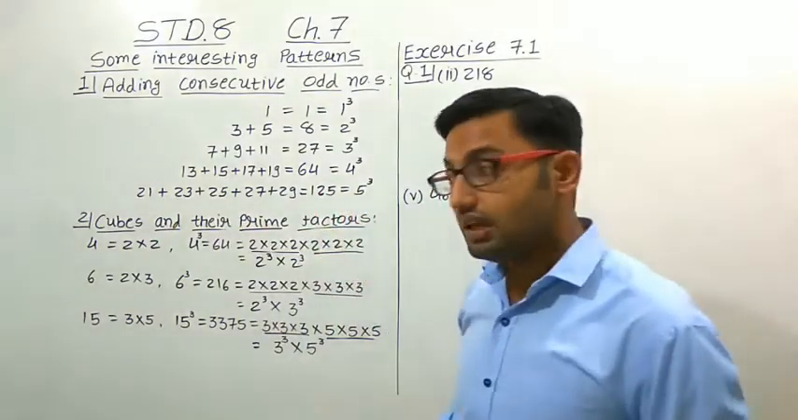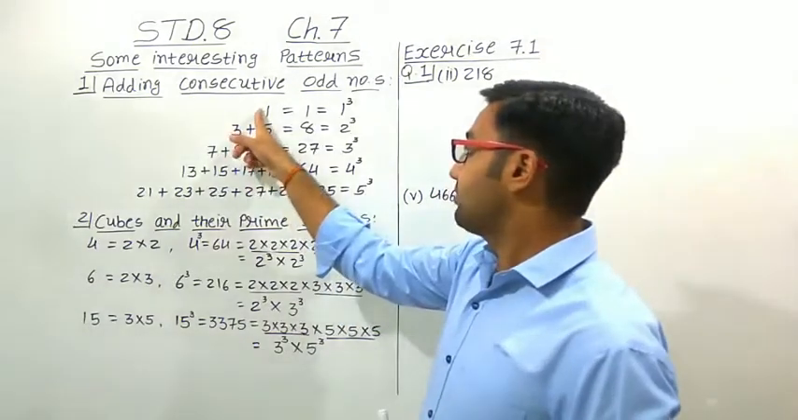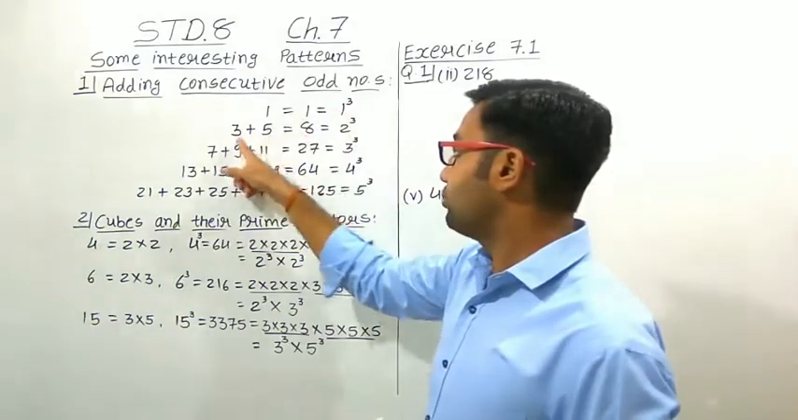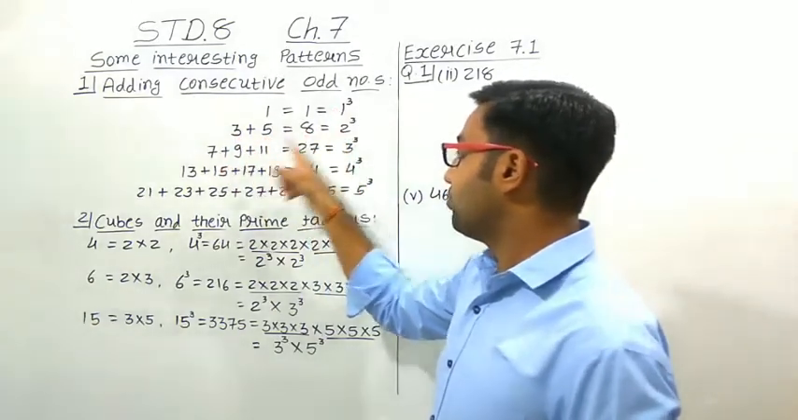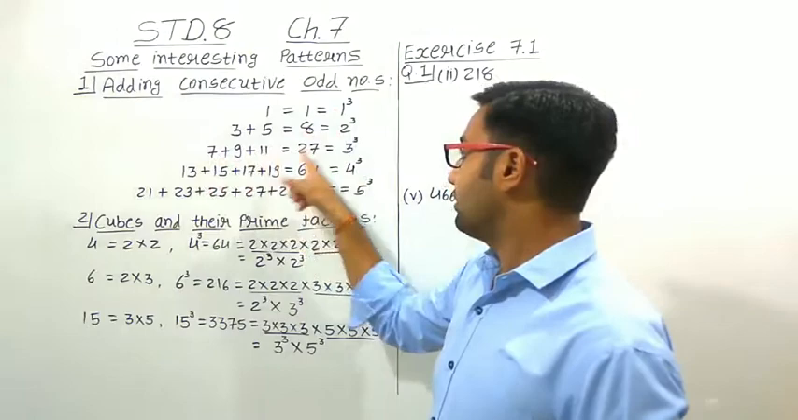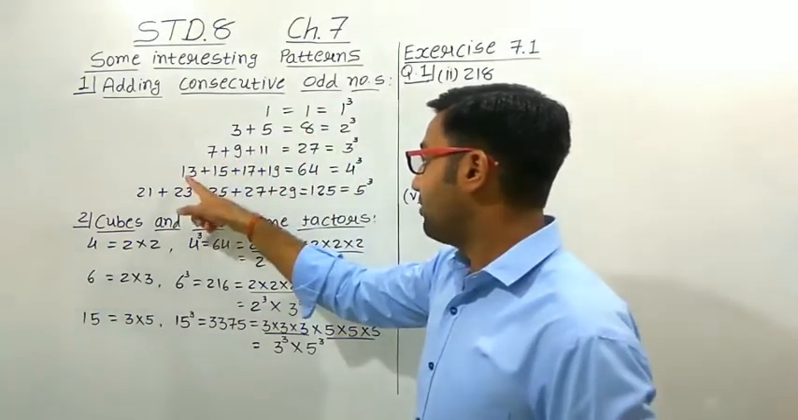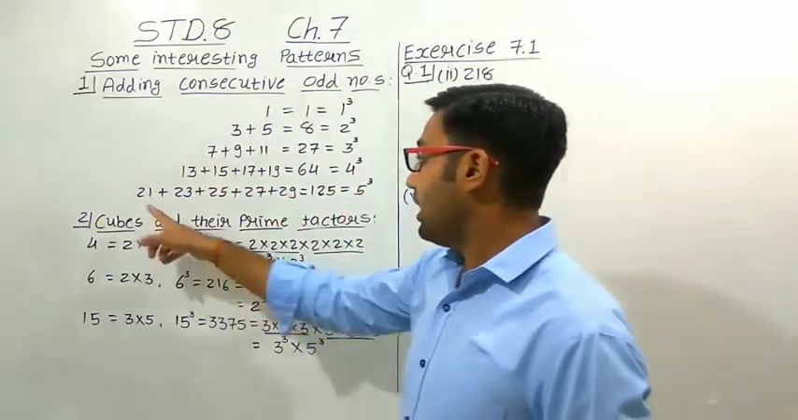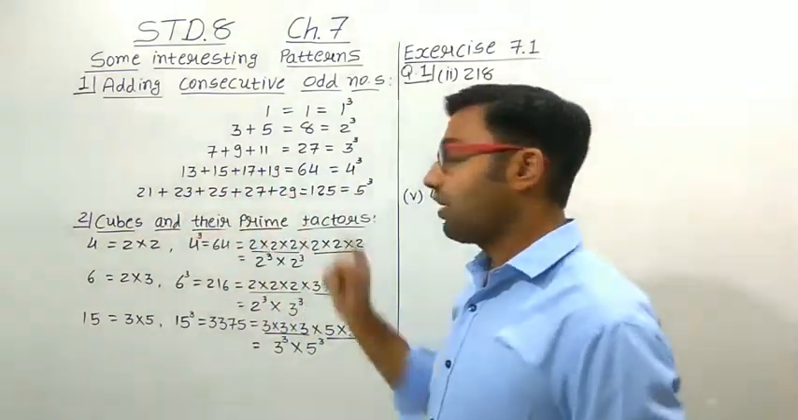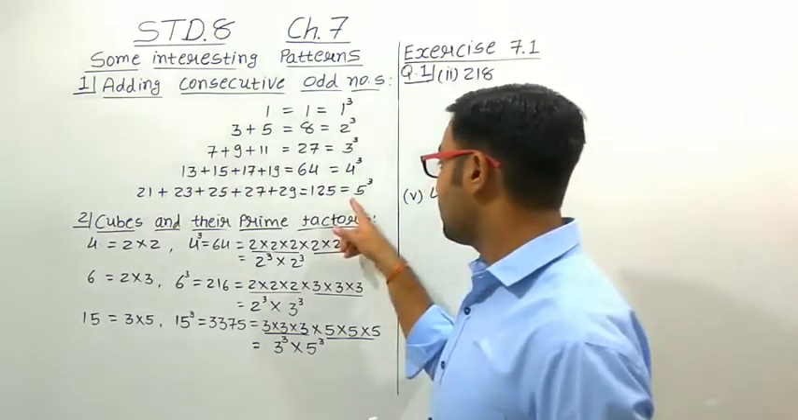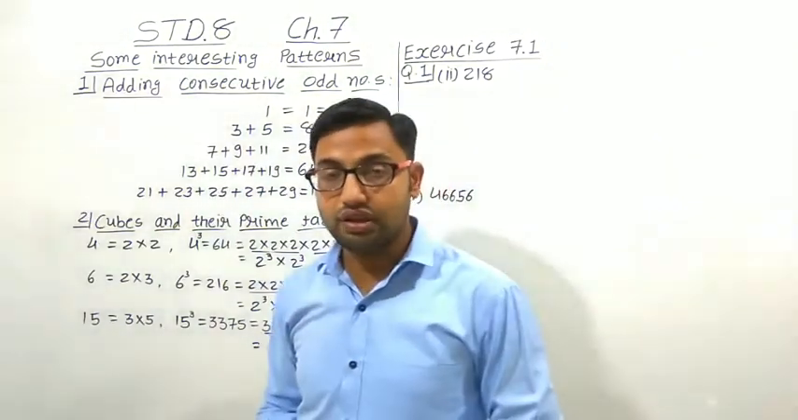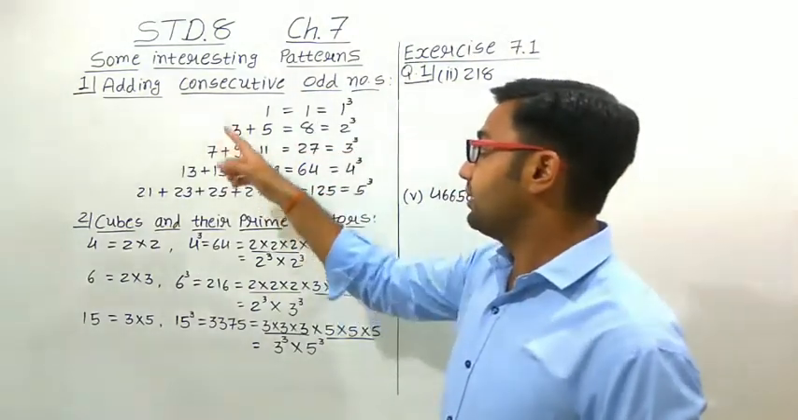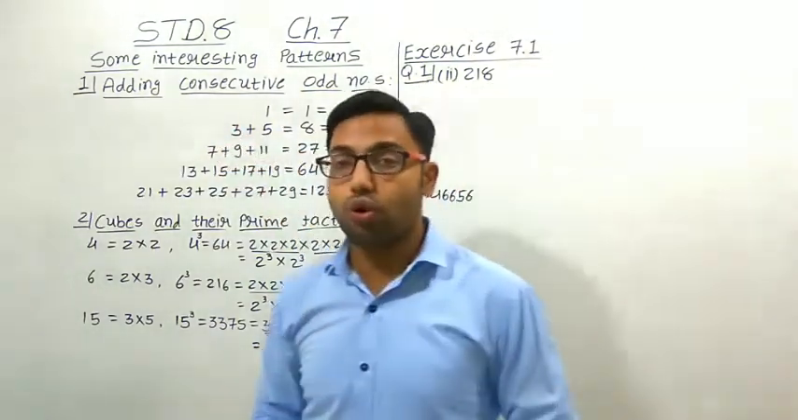cube of 5. So here you can see, if there is only one odd number, that will be the cube of 1. If we add two odd numbers, we get the cube of 2. If we add three odd numbers, we get the cube of 3. If we add 4 odd numbers, we get the cube of 4, and 5 odd numbers means the cube of 5.